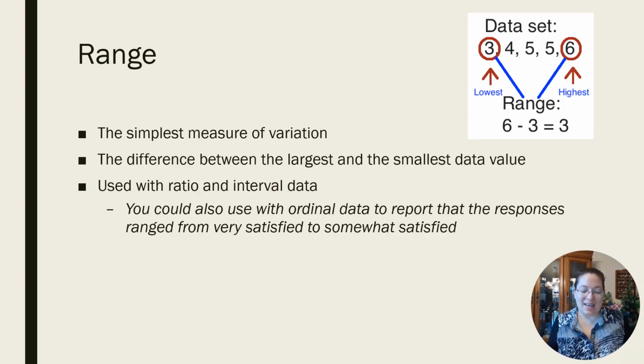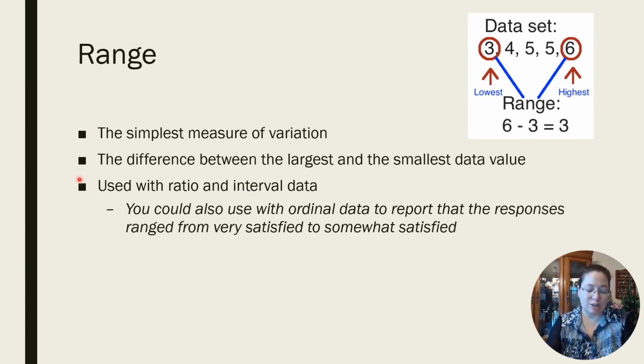The simplest way of explaining that variation is just to provide the range, and that's the difference between the largest and the smallest value. You can either explain the range as 6 minus 3, or a range of 3, or you can just have left it at this. So our range is from 3 to 6. Either way is valid and accurate.